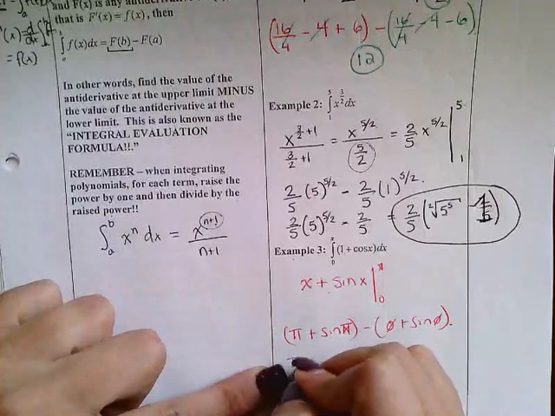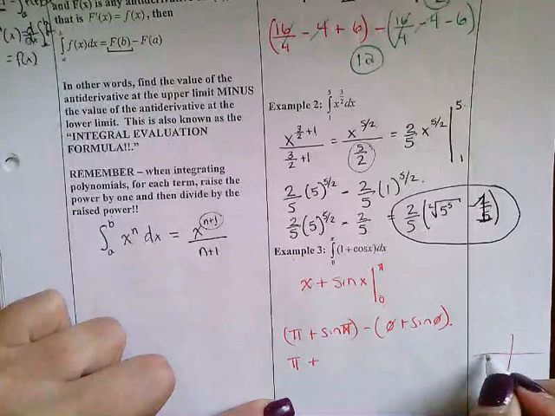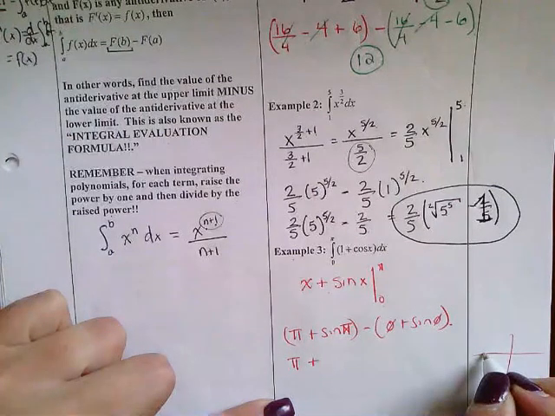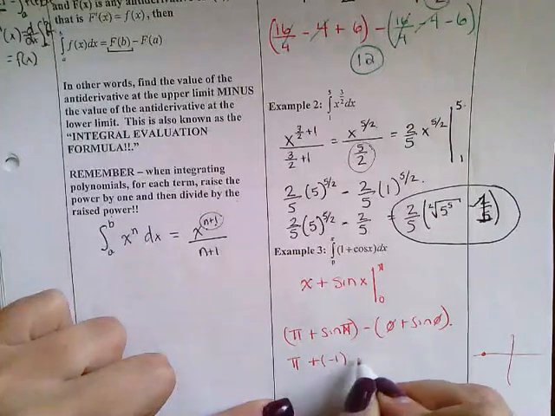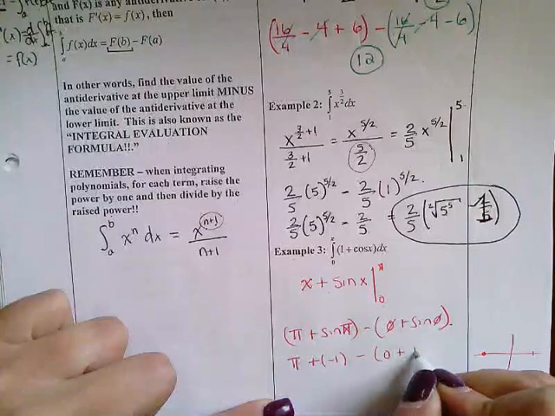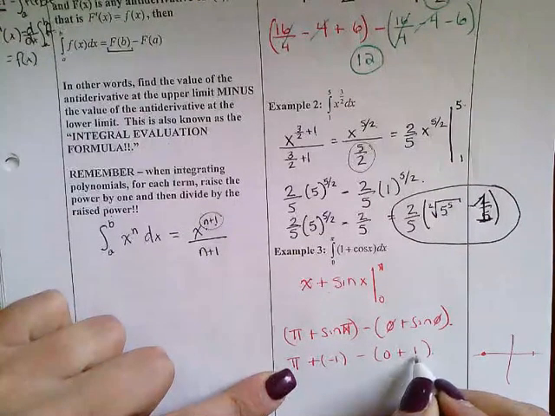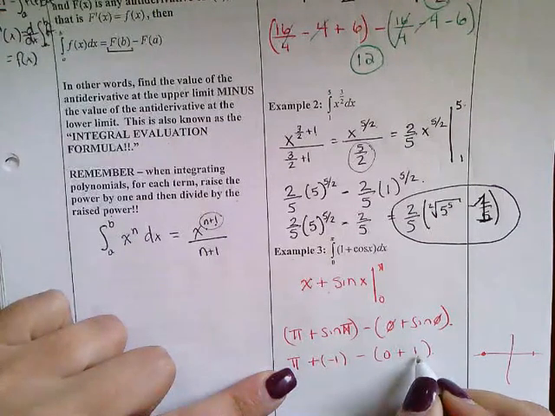All right, so here, sine of pi, remember, pi is going to be over here. So sine of pi is going to be negative 1 minus 0 plus sine of 0, which is 1. So negative 1 minus the 1.